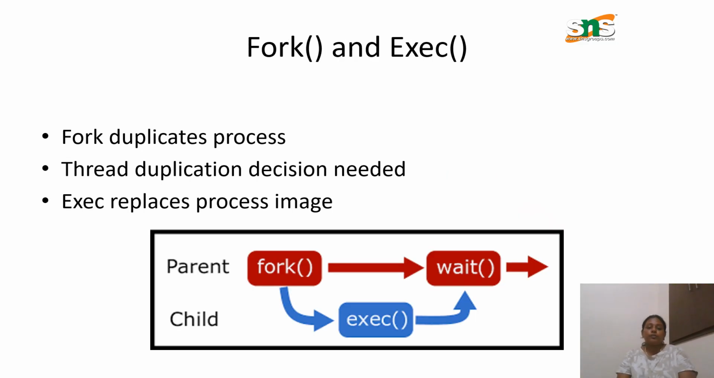And fork and exec: fork duplicates a process, a decision is needed on thread duplication, and exec replaces the process image. The parent needs to fork, which creates the subprocess, which is nothing but a thread, and the thread can be executed as a child process. If it needs any IO devices, it should go into the wait state.